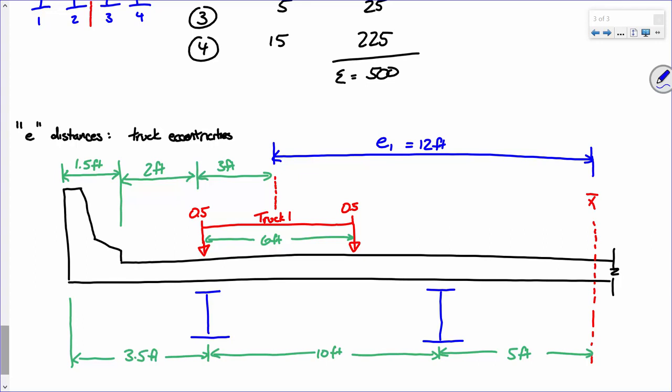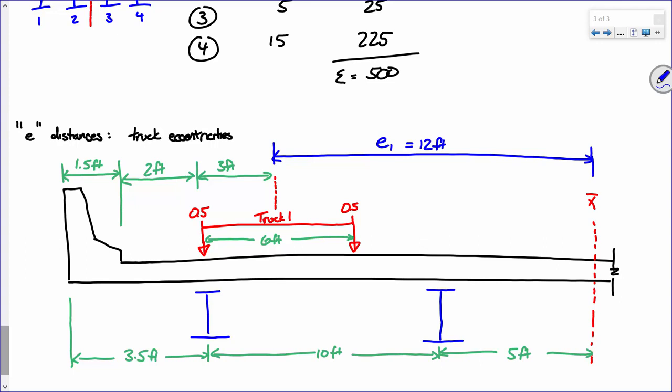Does that make sense? These eccentricities are the distance from the centroid of the pattern of girders to the centroid of a given truck. Okay? Now, where does the next truck go? I have truck 2. I can't put it right on top of that truck. Well, it goes back to our design lanes.